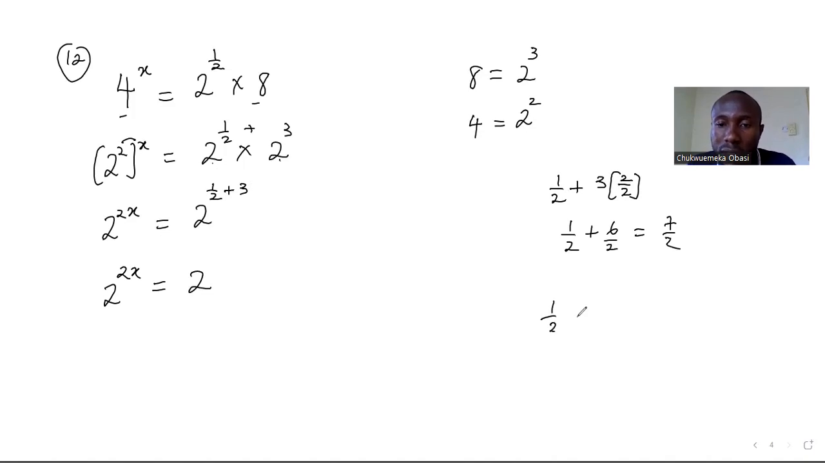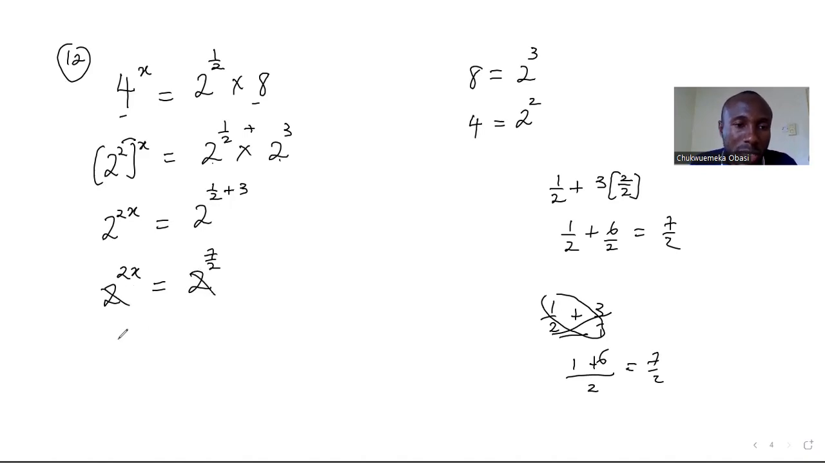Or to add these fractions, you multiply these guys and these guys. So 1 times 1 is 1 plus 2 times 3 is 6 over 2 times 1 is 2. So that will give me 7 over 2. So here should be 7 over 2. The base will cancel out, so you equate the exponent. 2x is equal to 7 over 2.